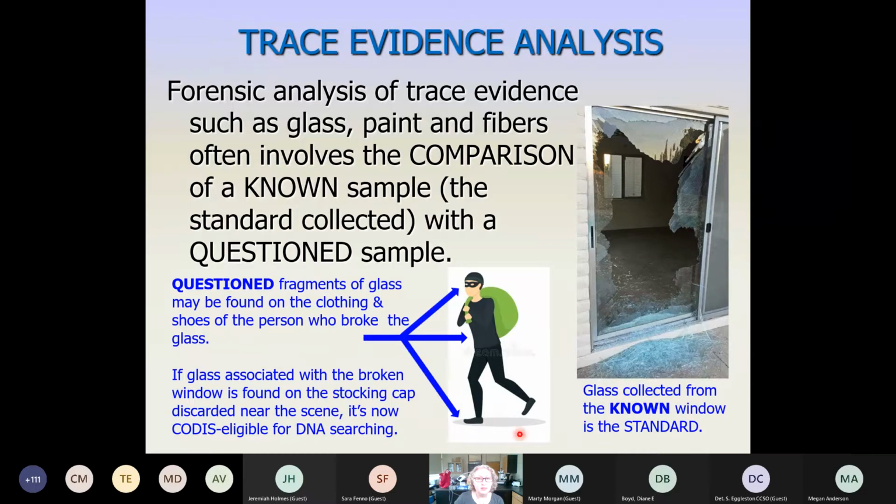Then if a suspect is located, there could be question fragments of glass on that person's clothing or in their hair, on their shoes. Those are the samples of glass that we have questions about. We don't know where they came from. And the question is, did they come from this broken window?